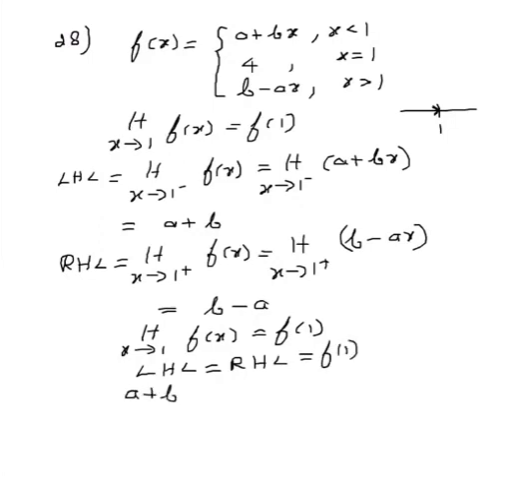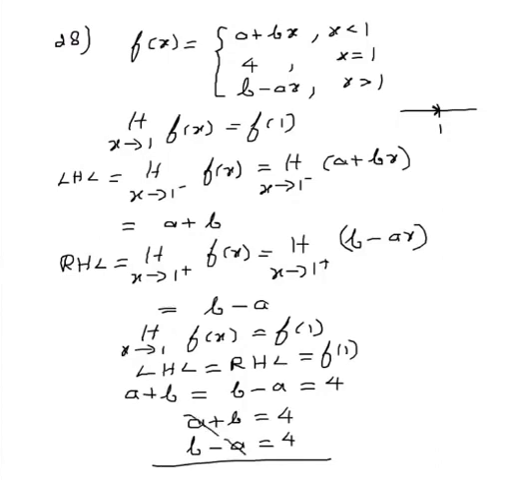LHL is a plus b. RHL is b minus a. And f of 1 is given as 4 in the question. See the definition? When x is 1, f of x is 4. Now we have two linear equations in a and b. a plus b equal to 4 is one equation. b minus a equal to 4 is the other equation. Let us solve these two equations.